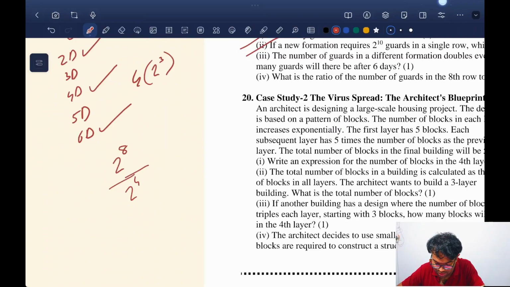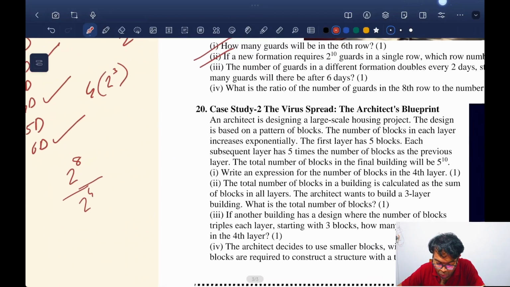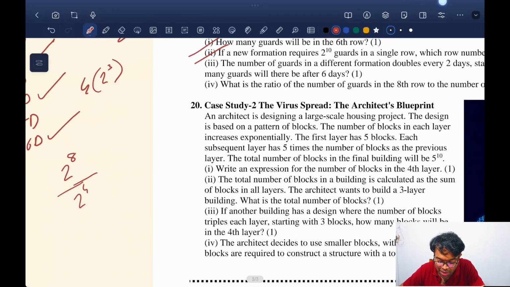32 नहीं होगा रीत. What is the ratio of number of guards on the 8th row? 8th row में कितने guards होंगे? 2 to the power 8. 4th row में कितने guards होंगे? 2 to the power 4. I am keep on telling you, don't. क्या? Yes. There will be 256. 2, 4, 8, 16, 32, 64, 128, 256.